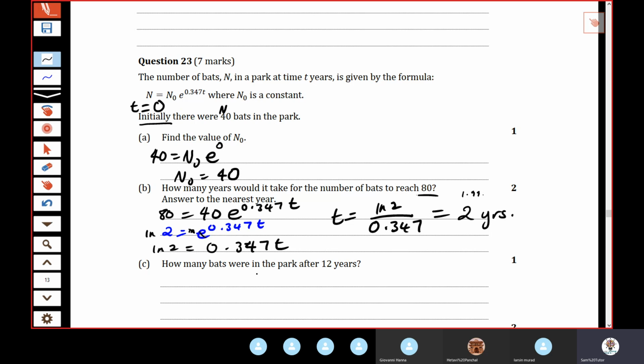Last one. How many bats were in the park after 12 years? What do we do? What are we trying to find? What letter? How many bats were in the park after 12 years? What letter are we trying to find? Yeah. N. You know what n naught is? It's got to remain 40.